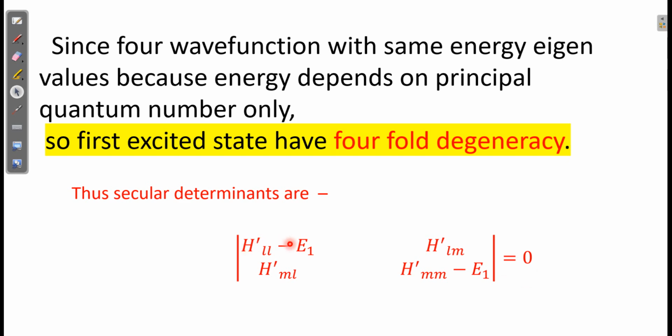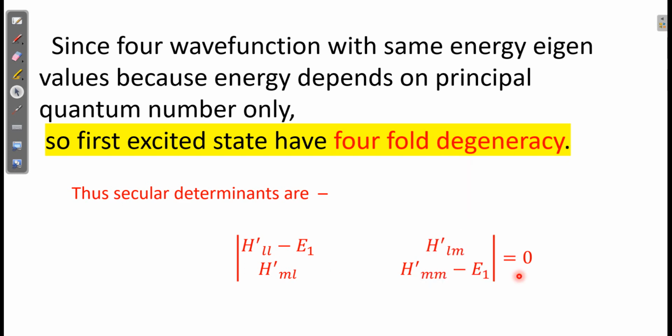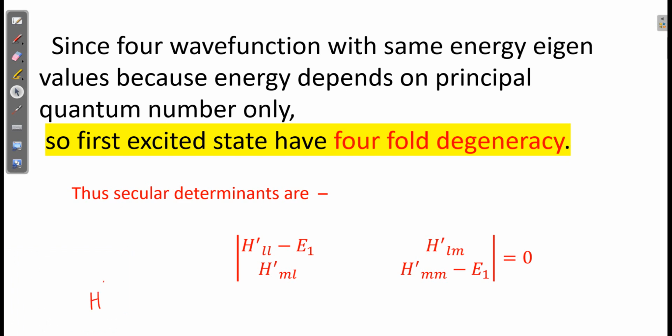H-LL minus E1, H-LM, H-ML, H-MM minus E1. H-LL means the integral of psi 200 star H dash psi 200 data.